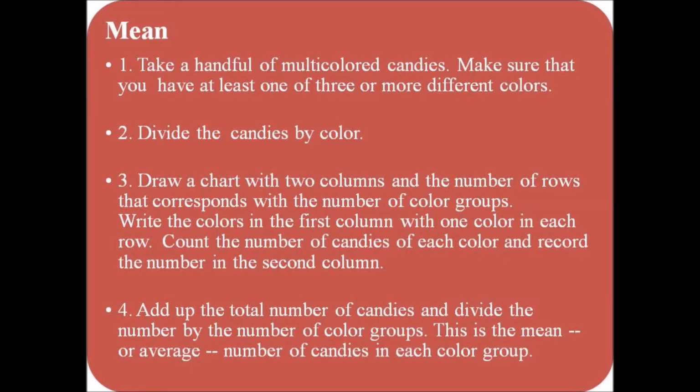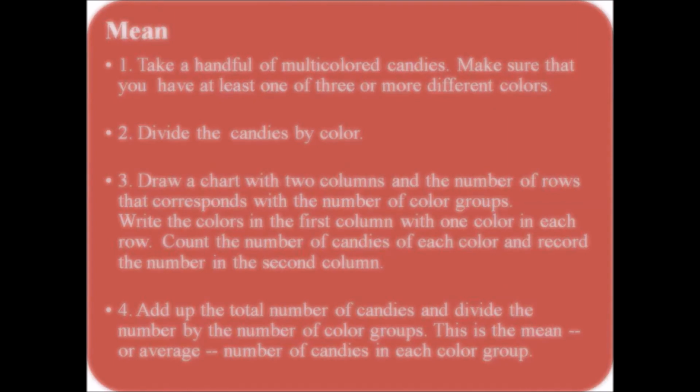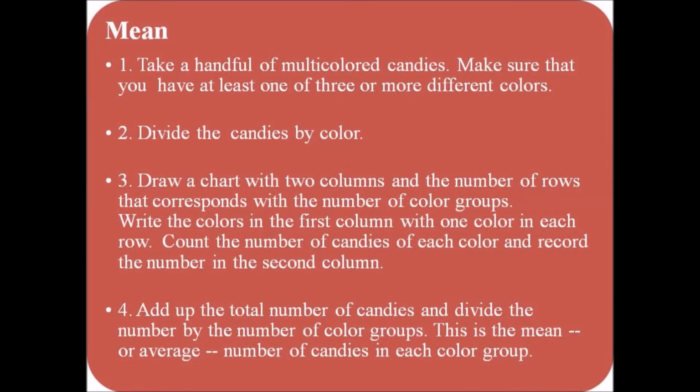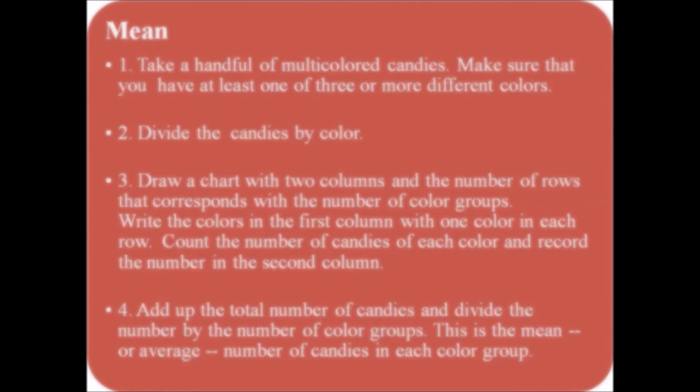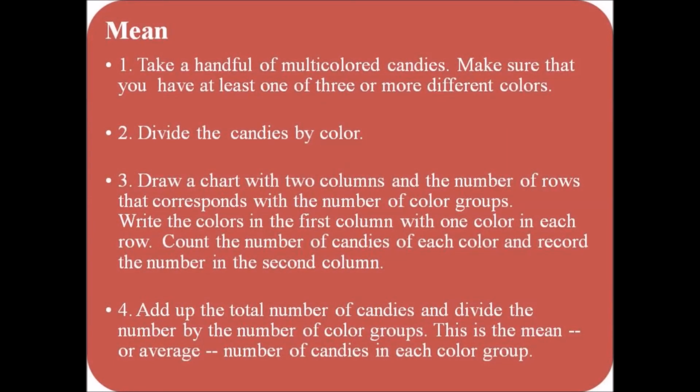Draw a chart with 2 columns and the number of rows that corresponds with the number of color groups. Write the colors in the first column with 1 color in each row. Count the number of candies of each color and record the number in the second column. Add up the total number of candies and divide by the number of color groups. This is the mean or average number of candies in each color group. So the mean can be found in 3 steps.